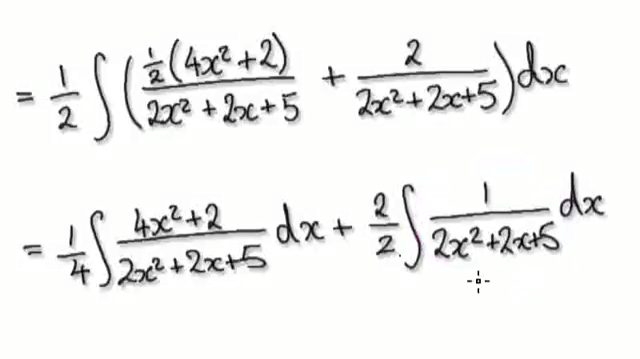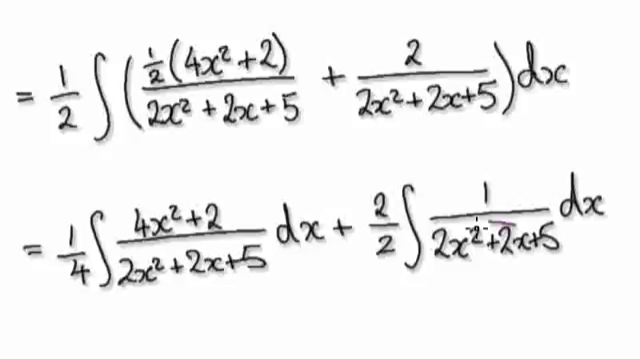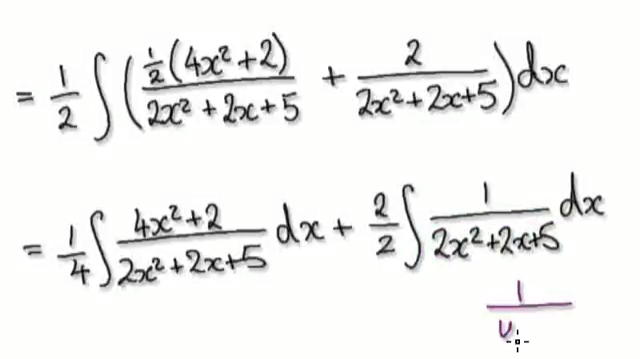But the thing is, you should learn to spot that this is of the form u squared plus 1. So try and rewrite this in this form here. Well, we can always rewrite this by using completing the square. So if we complete the square on this, we can get it in this form here.